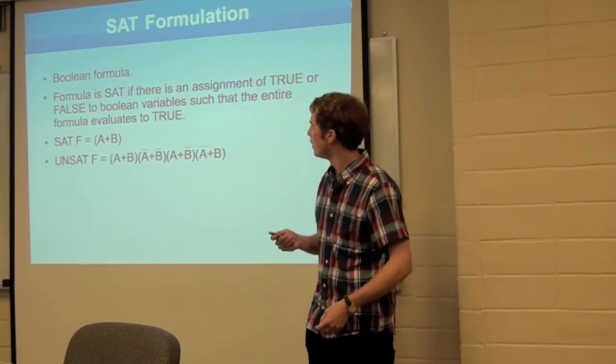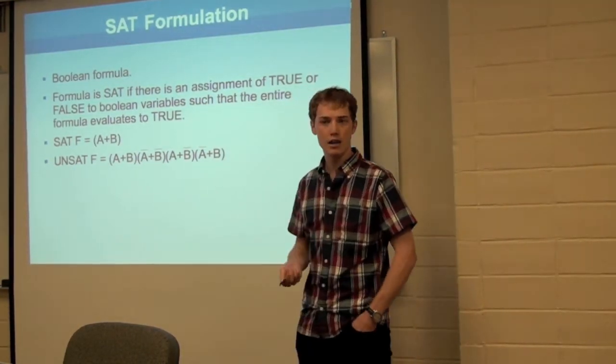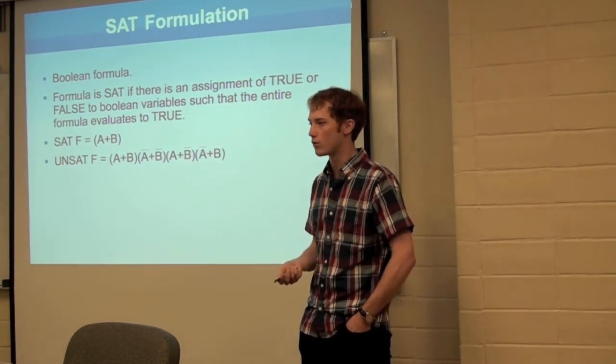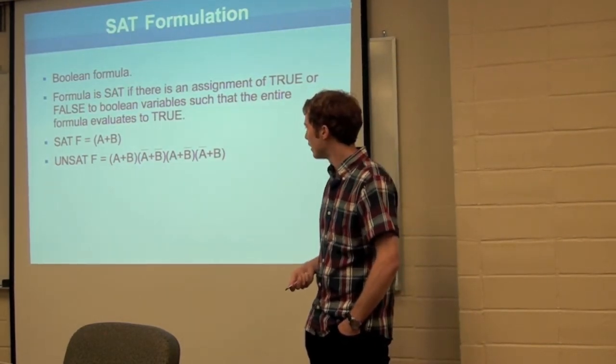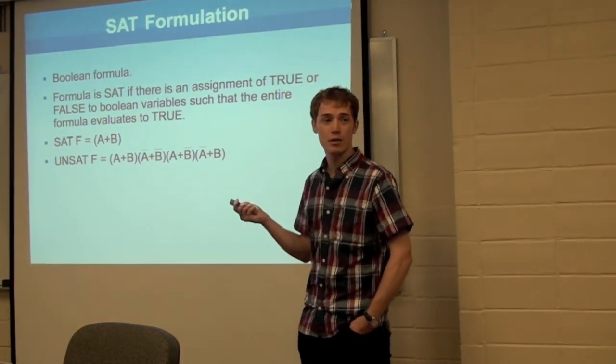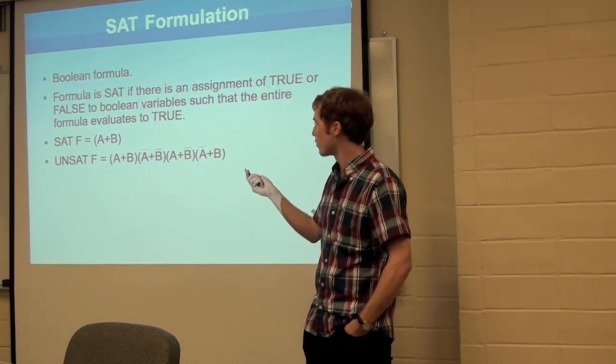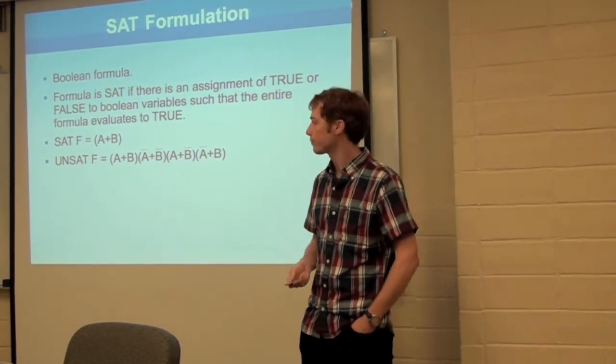So for example, f equals a or b, that's SAT because you can have either a or b equal to true, and that would make that equation SAT. The equation below, you can try and figure it out, but there's no assignment of true or false to a or b that will make the overall equation true. That equation is basically f equals false.